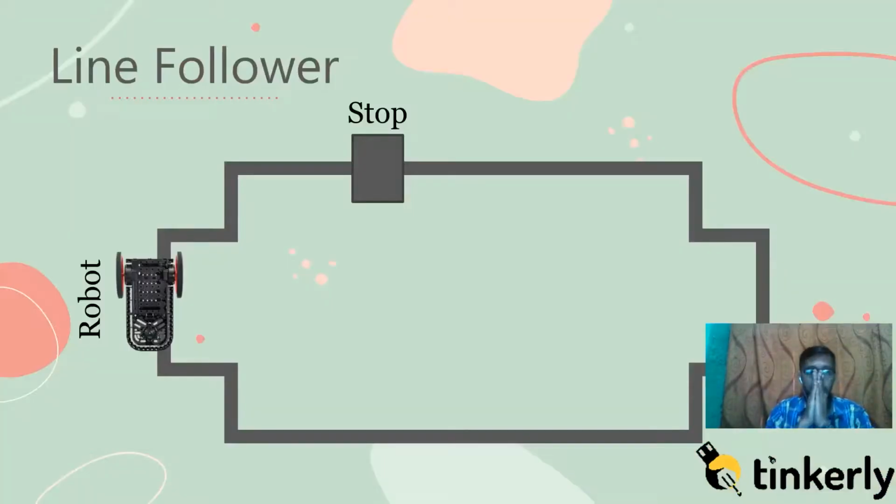The next one is the line follower robot. You have a robot and you have a black path. You have to make a robot that follows the path from the start to the stop. So just make a robot, then see what the stages or steps are that you follow. Then we'll discuss later.